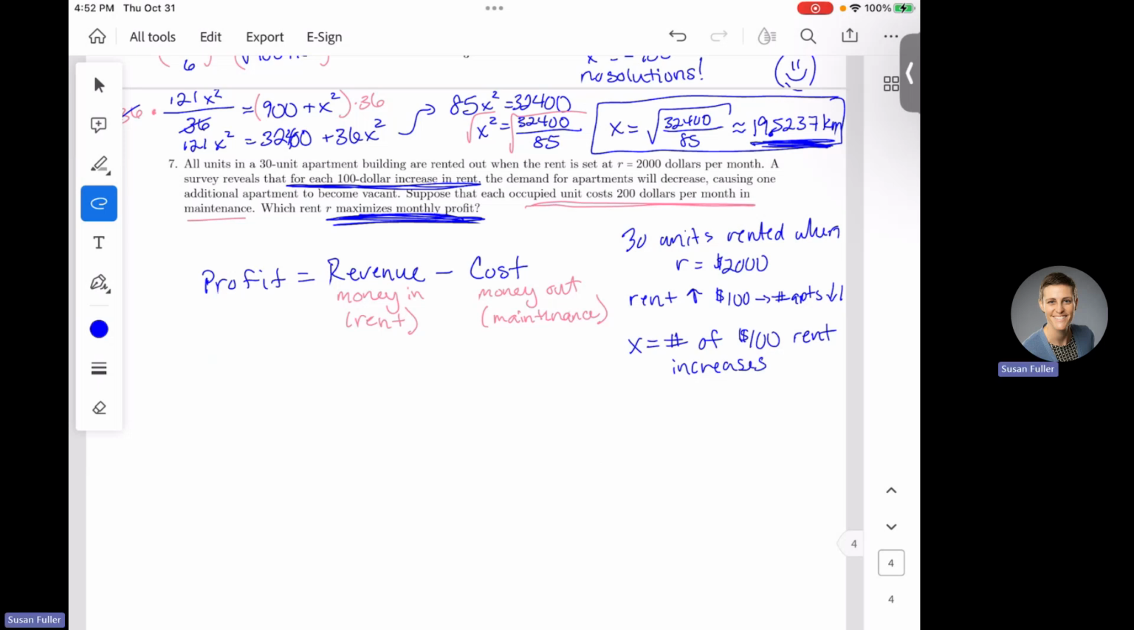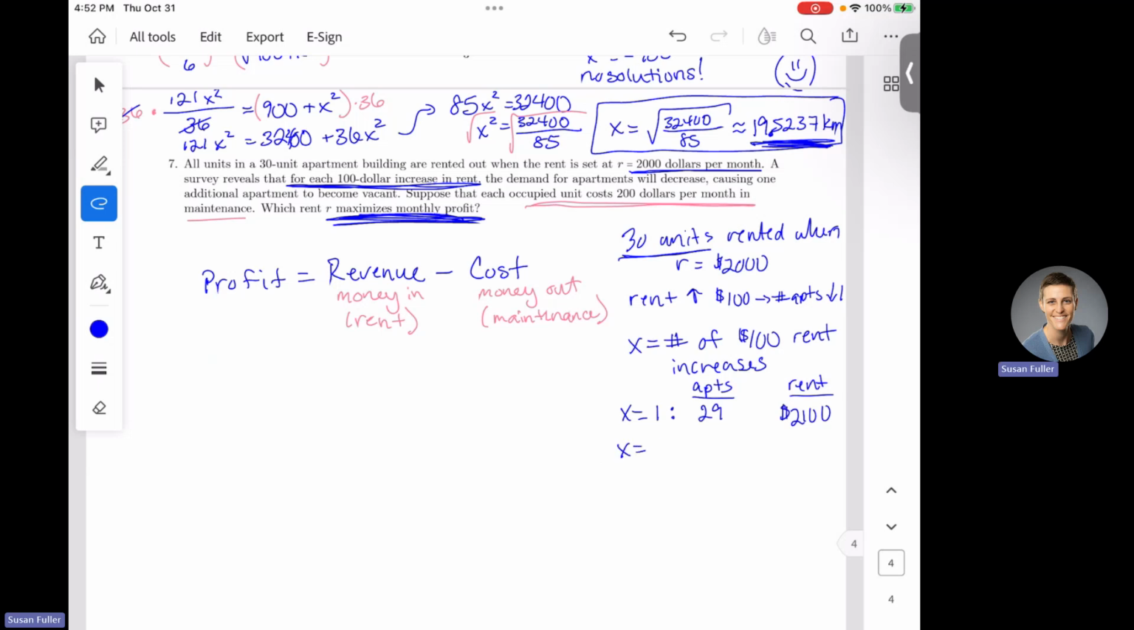Okay, so now let's think about, what if X is 1? How many apartments will I have, and what's the rent going to be? If X is 1, I'm increasing the rent by $100. We started the rent out at $2,000, so if I increase it by $100, my rent's going to go up to $2,100 per month. But if I increase it by 1, I'm going to lose an apartment. I started out at 30 units being rented. I'm going to lose 1, so that means I'm going to have 29 apartments left.